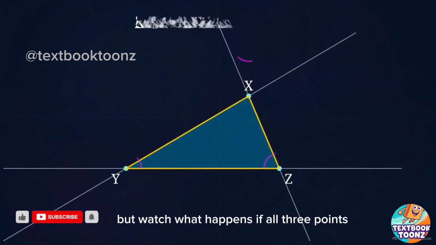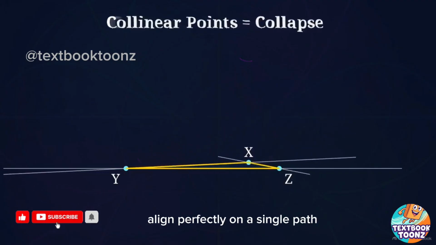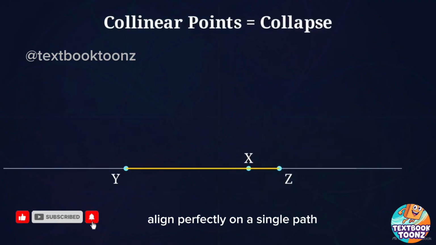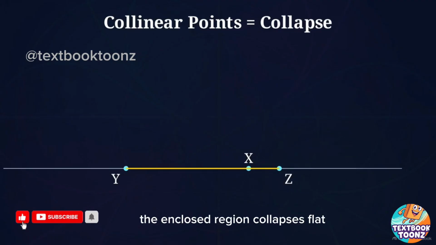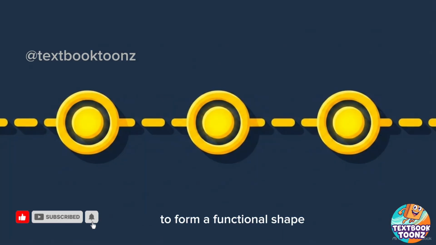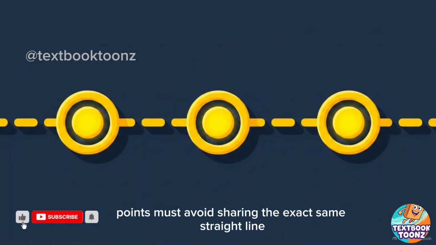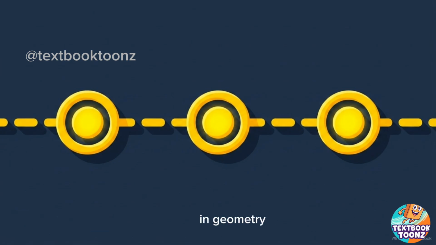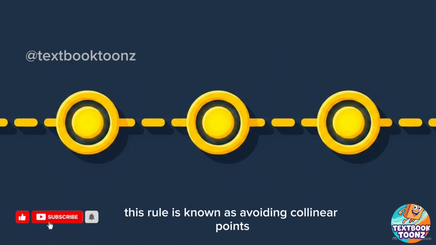But watch what happens if all 3 points align perfectly on a single path. The enclosed region collapses flat. To form a functional shape, points must avoid sharing the exact same straight line. In geometry, this rule is known as avoiding collinear points.